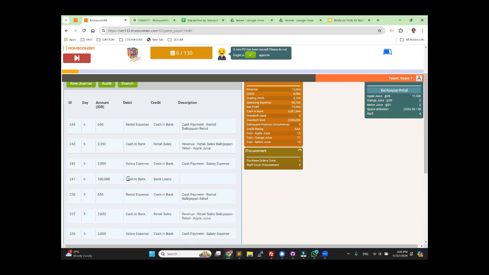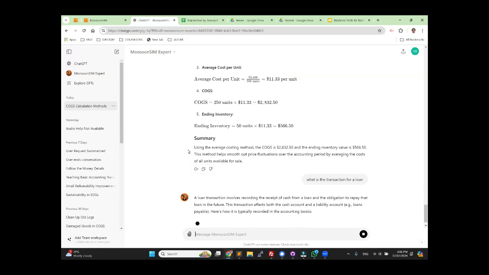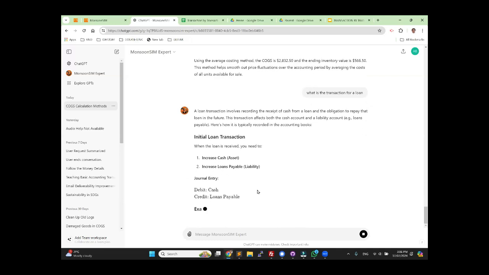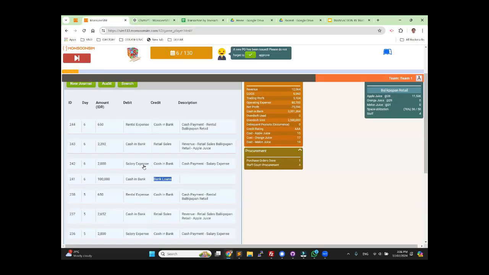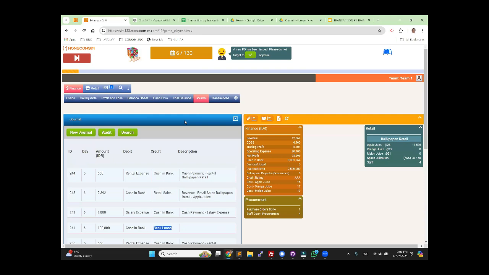Now, if I look at the journal, you can also check out the journal. Right, this one. Cash, bank loans. Okay, 100,000. You can cross-check with ChatGPT. So increase cash and increase the loan. Debit cash, credit loan, which is what the AI is saying. Yeah, 100,000.